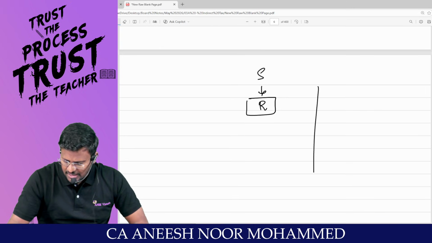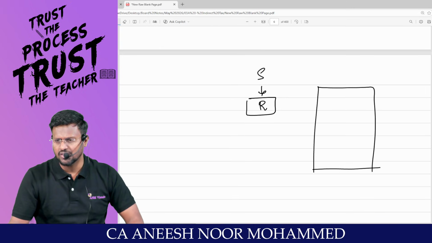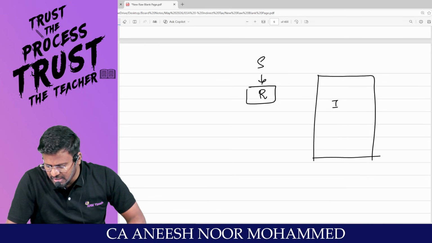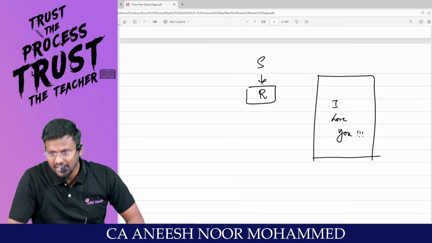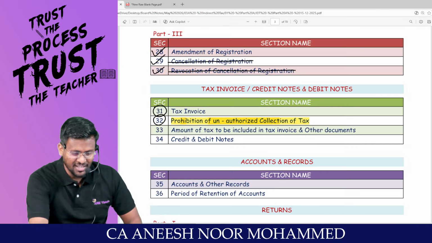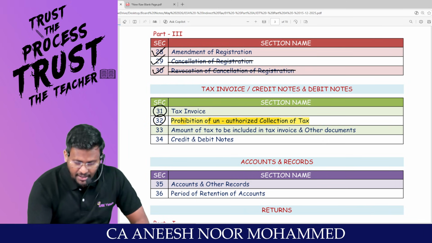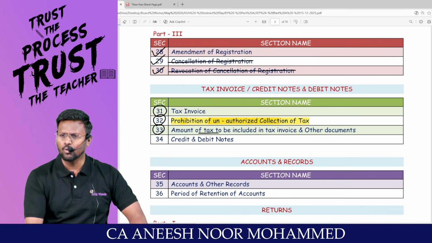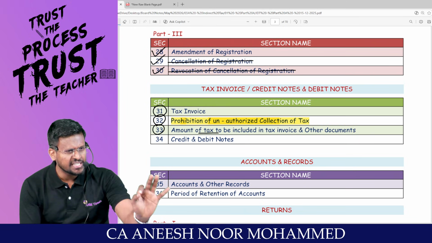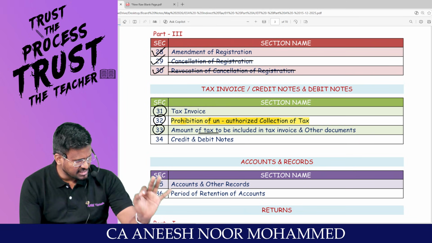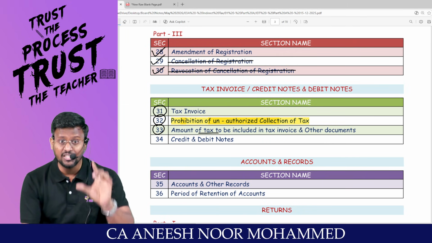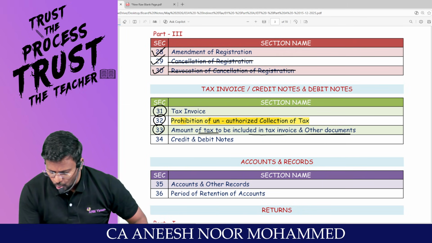Sir, so a supplier is supposed to raise the tax invoice. In that tax invoice, the supplier is writing, I love you, sir. Hello, sir, is this what you are supposed to show in a tax invoice? Section 33 says the amount of tax. That means how much is CGST, how much is SGST, how much is IGST. That's the amount of tax to be included in the invoice.